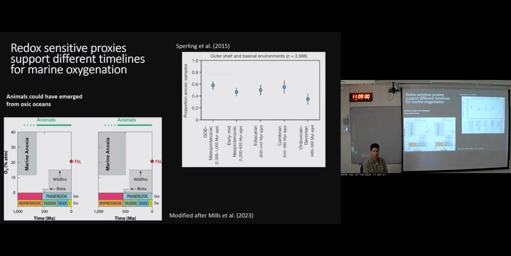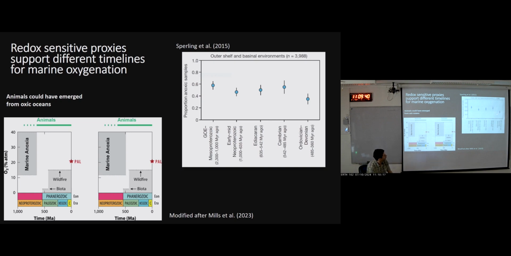But there are other redox proxies, and they tell a different story. So what you see here is a compilation. It looks like very few, like 5 data points, but in fact, this is based on close to 4,000 data points that reflect the speciation of iron, again, mostly in shells, coming from different marine environments. And what it tells us is that there's a lot of reduced iron in shells that extends all the way to the Cambrian, so well into the Paleozoic.